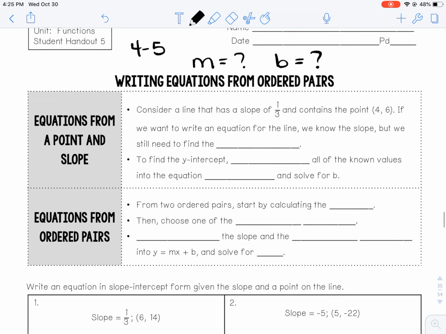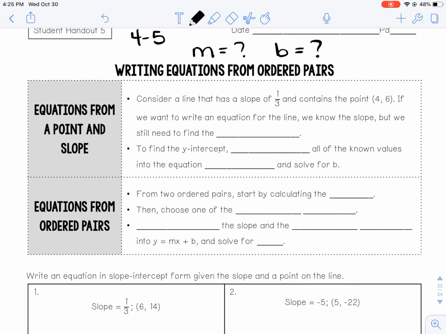But for writing an equation from ordered pairs, there are two things that you have to do. Sometimes, the first scenario, they're going to give us the slope. Like here, they're giving a slope of 1/3, and they're going to give us a point. And remember, a point contains an x and a y value. If we know slope, we still need to find b, which is the y-intercept.